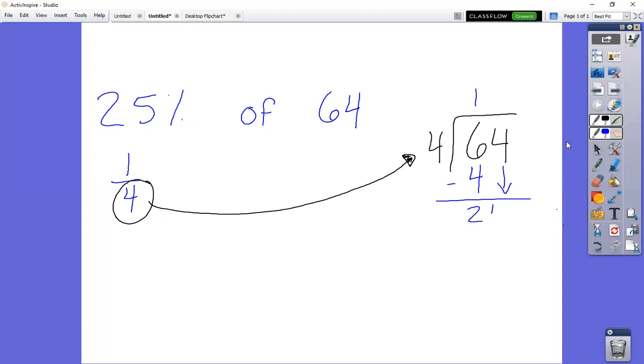Bring down my 4. 4 can go into 24 6 times. 6 times 4 is 24. Subtract, get 0. So my answer is 16. So 25% of 64 is 16.